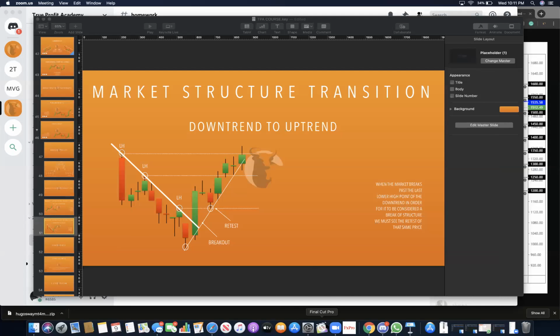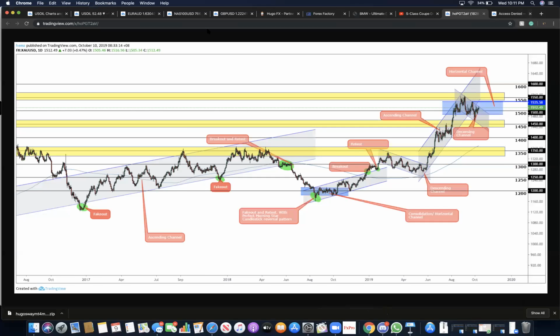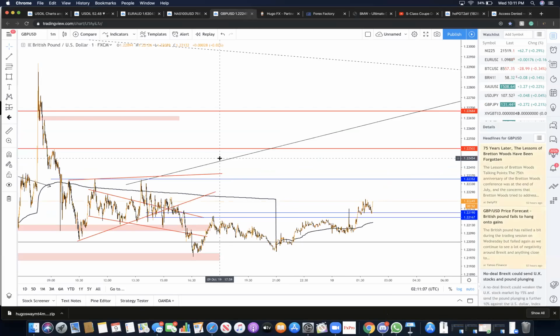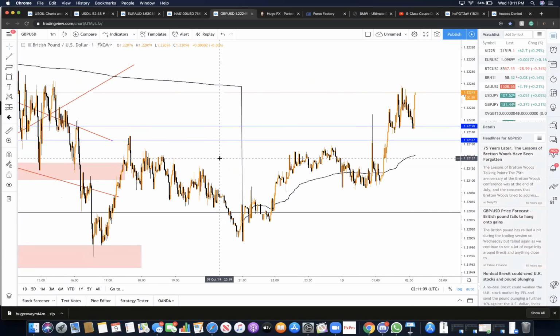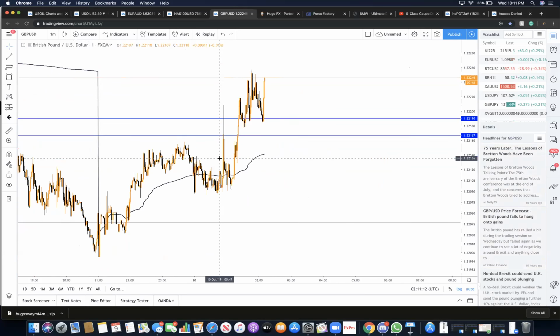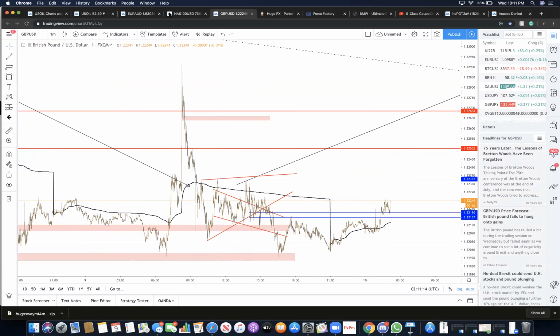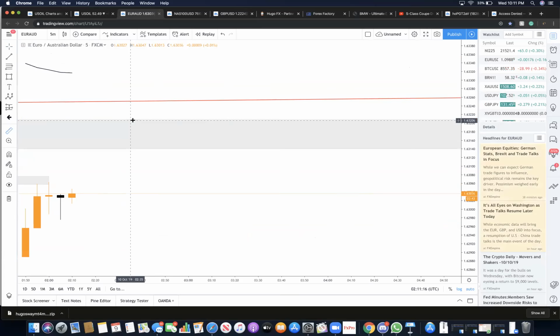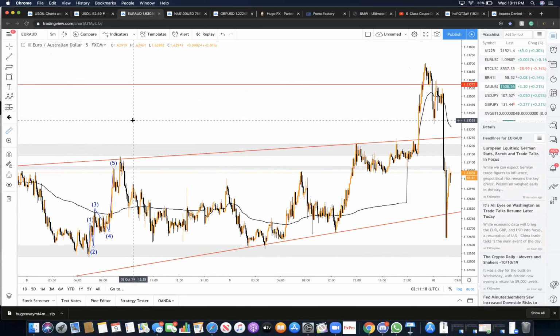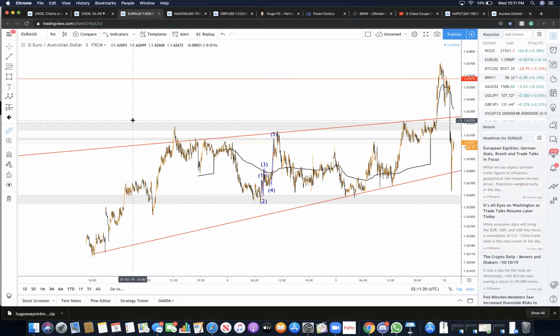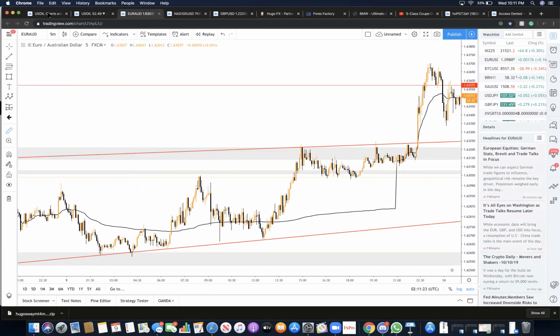So before I go on to my next one, let's look at that on a live chart. So let me see here. I got some crazy stuff going on here. So let's say, let's see here.